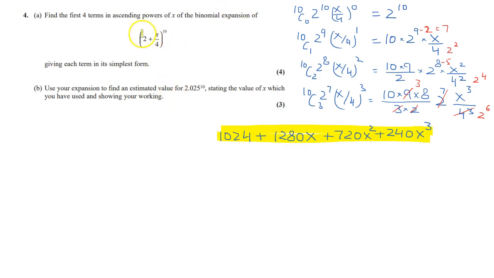Now part 2. This was part A. Part B. 2.025 to the power 10. Part B, we have to estimate the value of 2.025 to the power 10. Let's compare with this thing, 2 plus x over 4. So this is the same, so it means x over 4 is this.